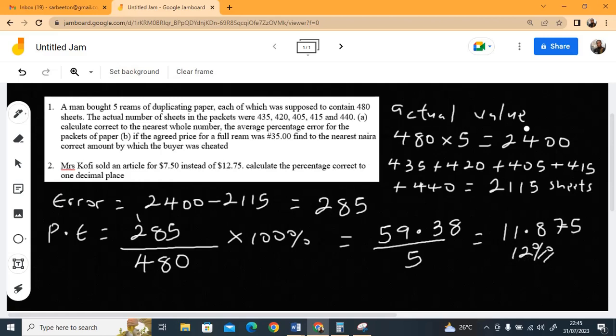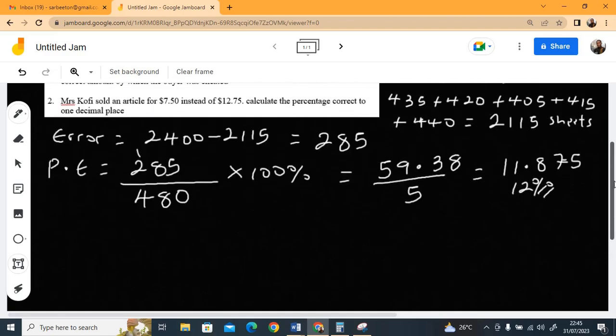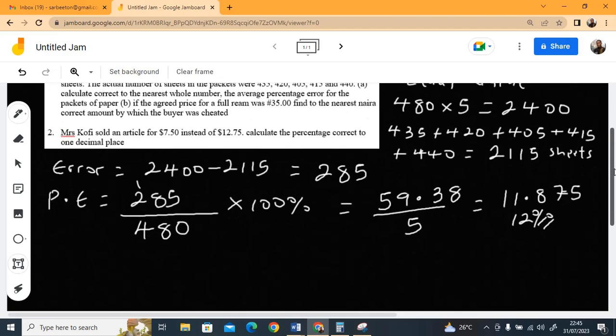Now that is that for that. Next, number B. They said if the agreed price for a full ream was 35 naira, calculate, to the nearest naira, the amount by which the buyer was cheated. So by which the buyer was cheated, this is what you are going to do. Know that this is the average of each of them. So what the buyer was cheated, that would be 285 over 480.